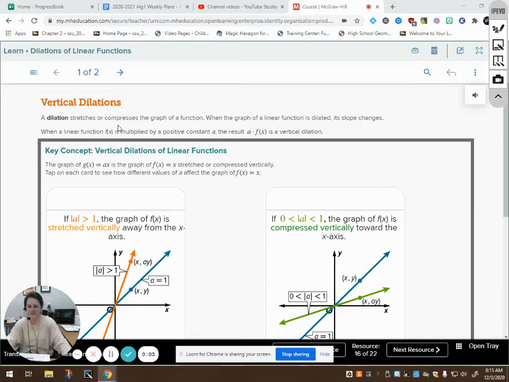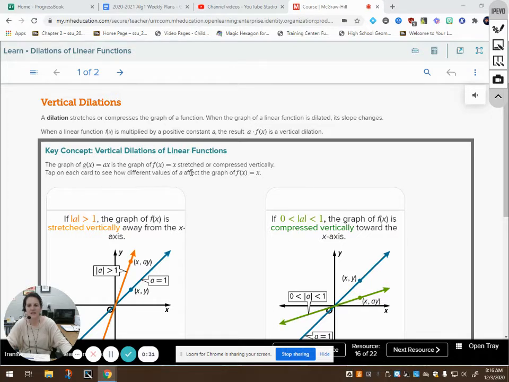Today we're going to talk about dilations, and we're also going to talk about reflections. So let's get started. A dilation is nothing more than stretching or compressing the graph of a function. I think of stretching as getting tall and skinny, and compressing as smashing it like a pancake, making it wider.